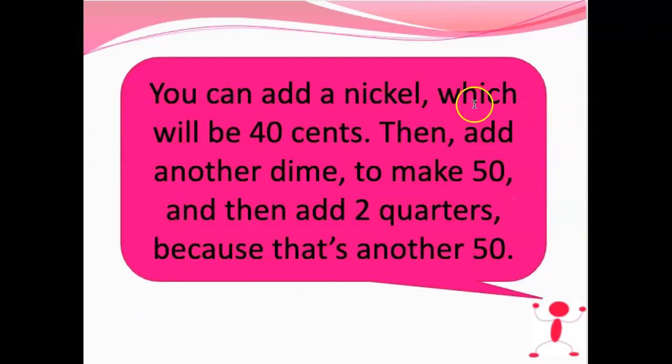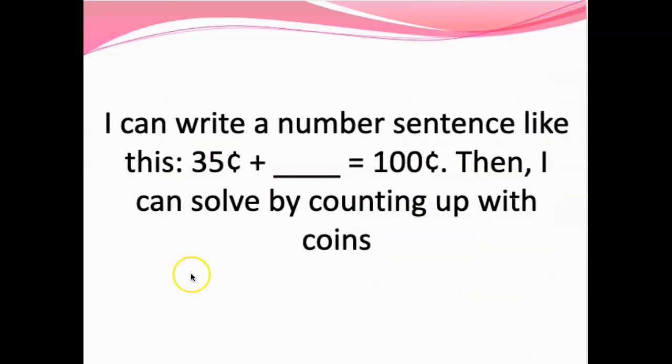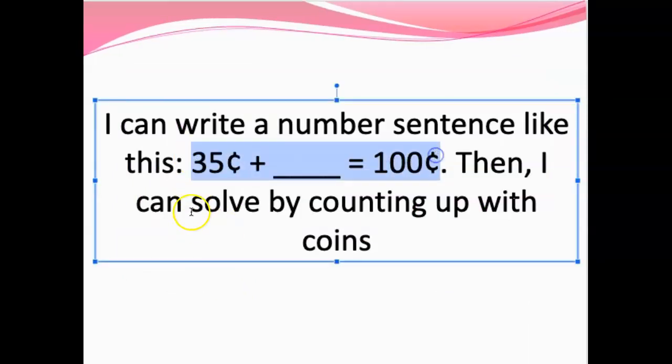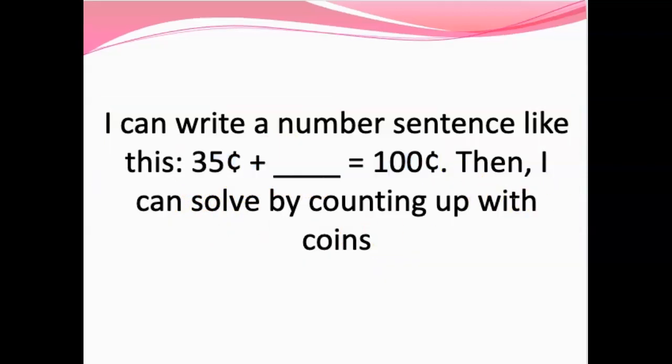So I added a nickel to get 40 cents, then a dime to make 50 cents, then 2 quarters to make another 50 cents, because 50 plus 50 is 100, or $1. So I can write a number sentence like this: 35 cents plus blank equals $1. Then I can solve by counting up with coins.